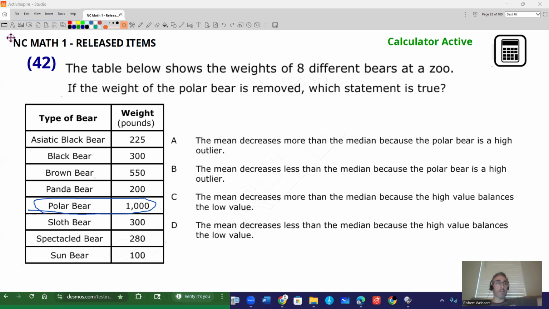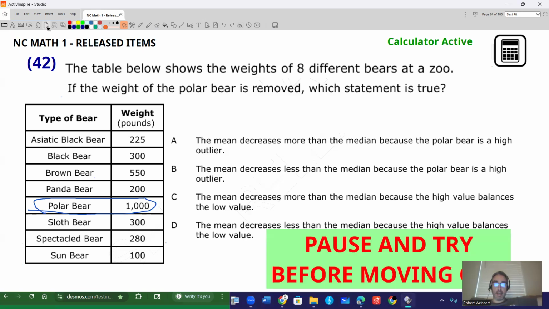So go ahead and try to see if you can figure out what taking that data point out does to the problems. And we're going to go over this in 3, 2, 1.